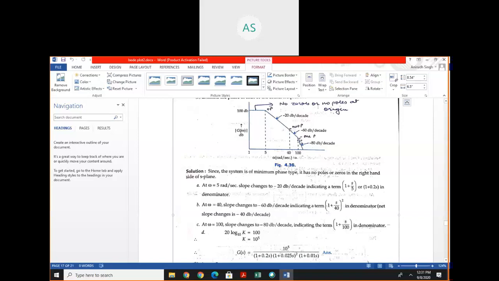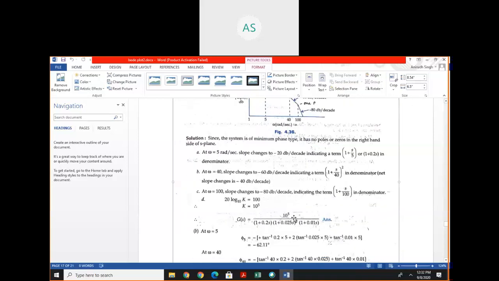Then at the third corner frequency, the change of slope is minus 20 dB per decade. So one pole is added at this corner frequency, and for the addition of a pole at this corner frequency, a term arises, 1 plus s by 100, and this term will be in the denominator.